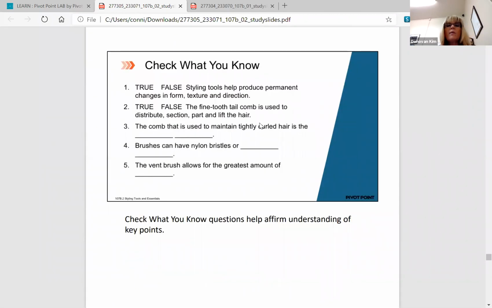Okay, styling tools help produce permanent changes in form, texture, and direction. True or false? Permanent change.